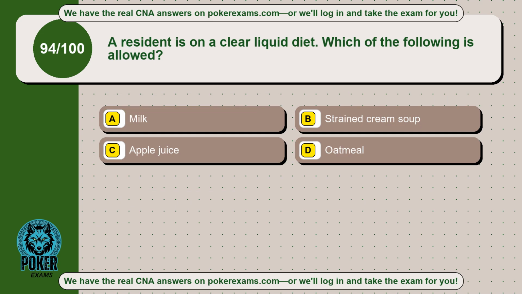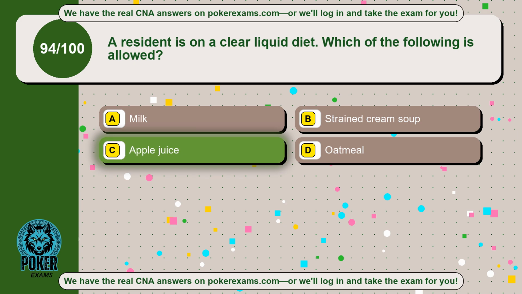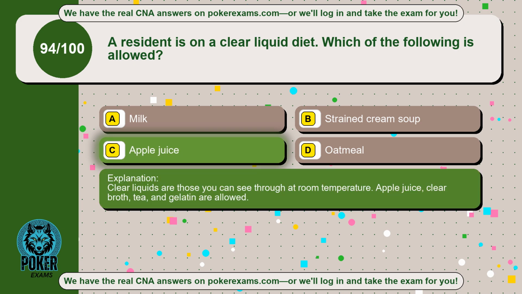Question 94. A resident is on a clear liquid diet. Which of the following is allowed? Option A, milk. Option B, strained cream soup. Option C, apple juice. Option D, oatmeal. The correct answer is option C, apple juice. Clear liquids are those you can see through at room temperature. Apple juice, clear broth, tea, and gelatin are allowed.